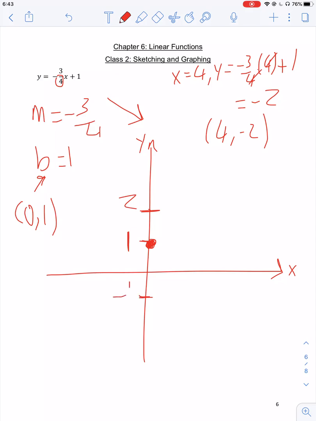So this, I guess, is -1. This is -2. And let's say this is 4. Okay, so this is 4. And my second point will be over here. At 4, I'm going to be at -2. And that is it. Now, all you have to do is, if this is 4, right, that means that this is -4.